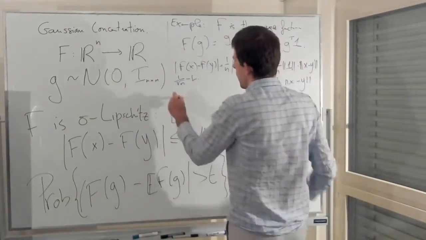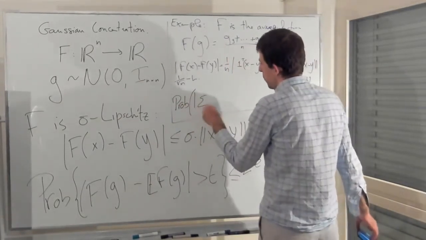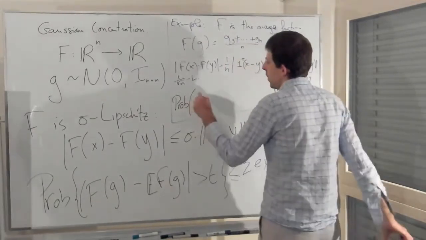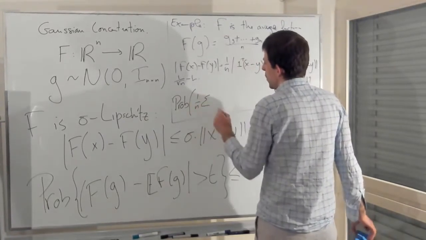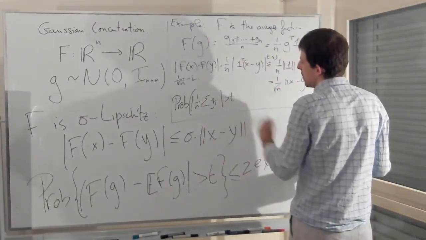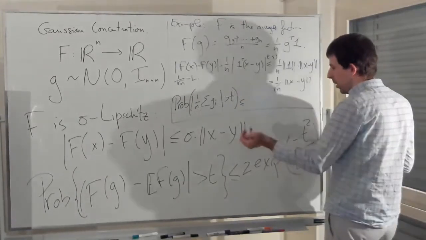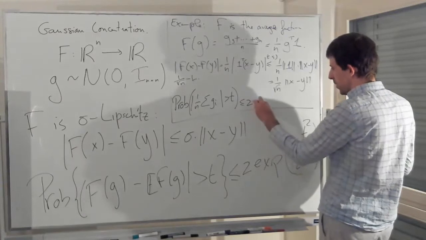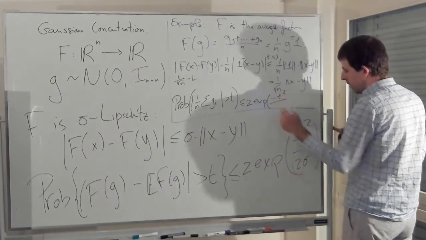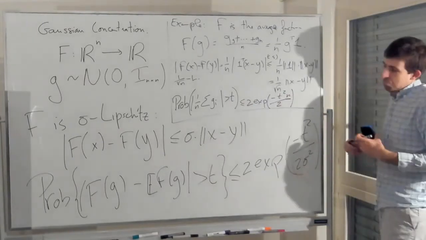Right, it tells us that the probability that 1 over n of the sum of the g_i's is bigger than some t is smaller or equal than 2 times the exponential of minus t squared, right, this gets 2, so 2 and n up here, which is exactly what we know.